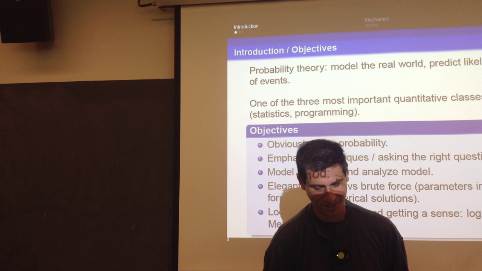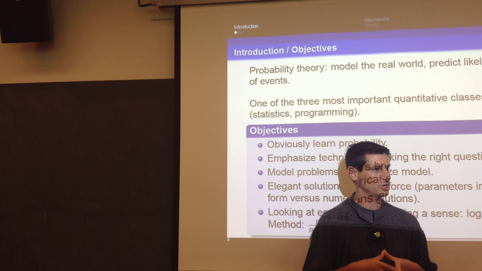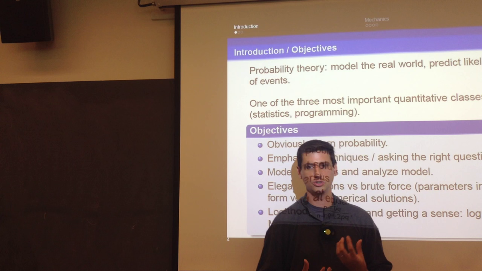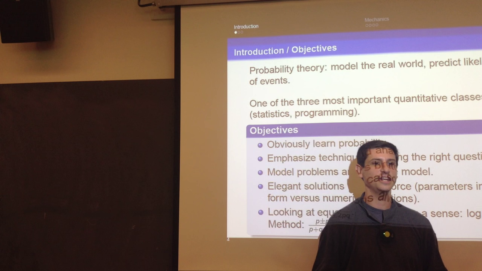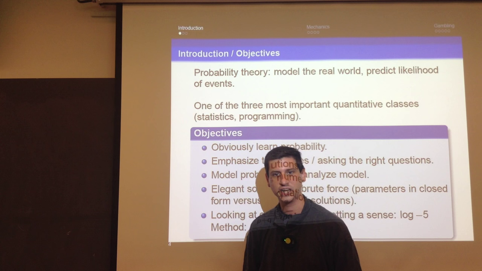So objectives, obviously I want you to learn probability. I want to emphasize the techniques and asking the right questions. So the person we saw a moment ago, we did a project involving a question my son asked when he was 4 and my daughter was 2. The question was, if two people are born at the same time, do they die at the same time? And other than you directly murdering an identical twin in front of my kids, which is not socially acceptable, how do you explain randomness to a 4-year-old? We found a really nice way to do this. This is something we'll talk about later in the semester. I want to talk a lot about proposing problems and models and how to analyze them.